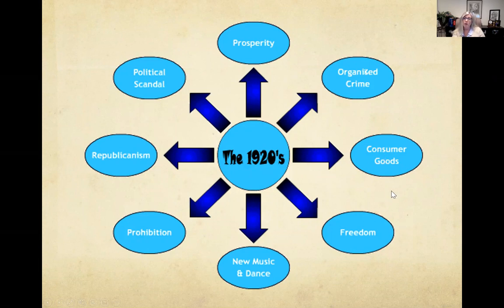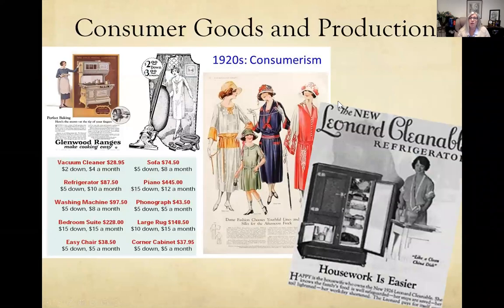You've got consumerism, we've got new types of music, new dancing. The Republican Party is in a period of resurgence. We've got political scandal as well, and then all kinds of prosperity. People are making money in the 20s, and they start to buy all kinds of new things. So look at some of the new items that you can buy: a vacuum cleaner, a refrigerator in your home, so you can go grocery shopping once a week rather than going to the market each day and getting fresh meat. A washing machine, an easy chair that would be like a recliner.